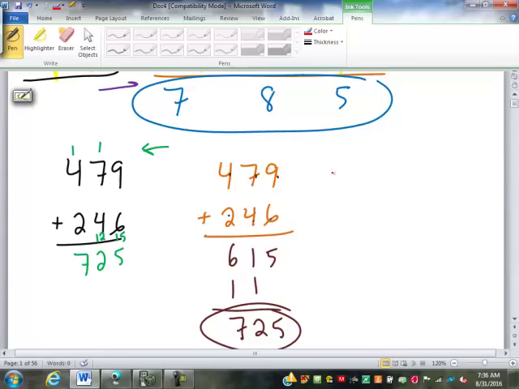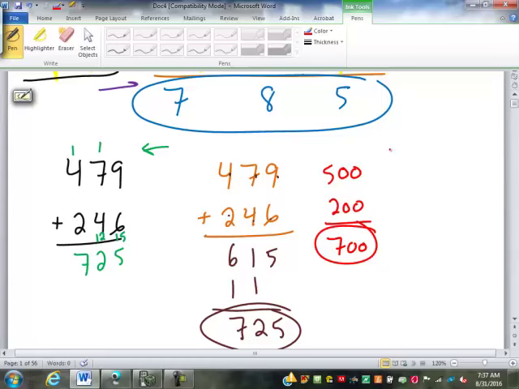And I'm a realist. I realize that you guys have calculators, and you're going to use them. So at the very least, before you punch this in your calculator, I would hope you would look at this and say, hey, 479, that's about 500. 246, that's about 200. 5 and 2 makes 7. I'm expecting an answer close to 700.